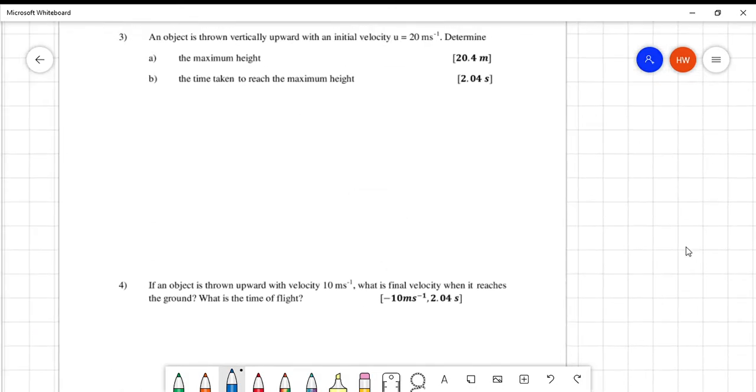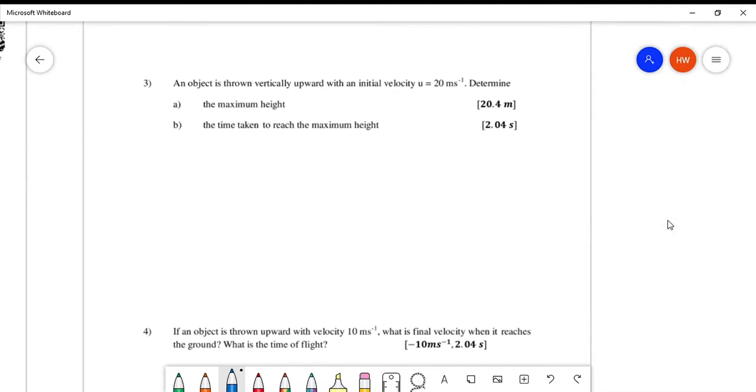Okay, so untuk case ni, determine the maximum height. Tadi saya tak ada mention pasal maximum height. So, bila kita bayangkan, kita baling satu bola pergi ke atas, okay. At one point, sampai dekat satu point, kita panggil sebagai maximum height, okay.